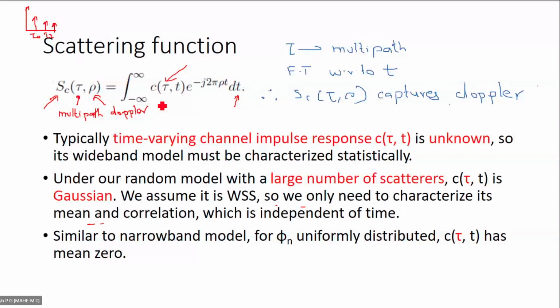So characterizing a wideband channel is all about the multipath effect and the Doppler effect. Here we have the channel C of tau comma t, and we are taking the Fourier transform with respect to t. Can you tell me what parameter we can observe in the scattering function SC of tau comma rho? And you have to tell me why we are going to observe that particular function.